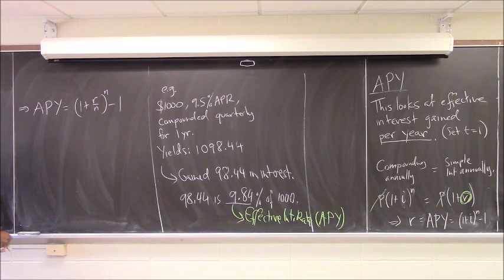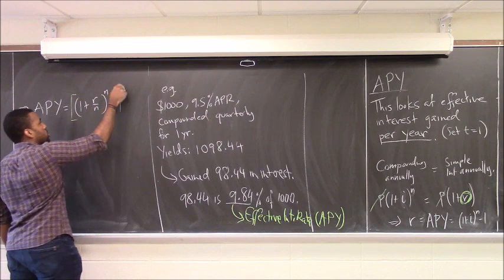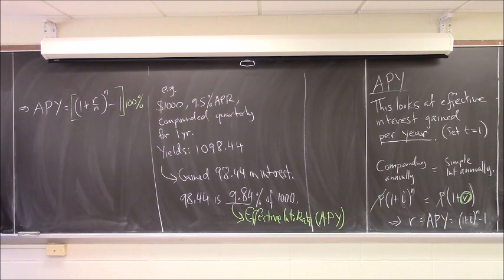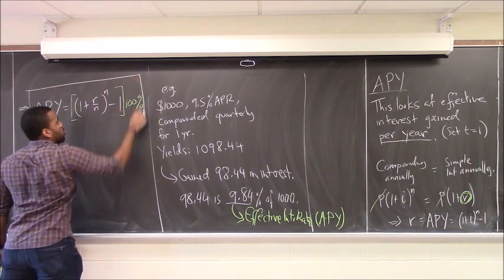If you want to calculate it as a percentage, you can multiply it by 100%, because that's going to give you the decimal value for the percentage. So this is a formula for APY.